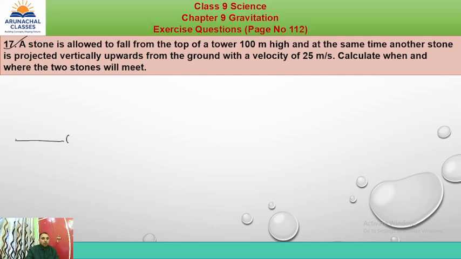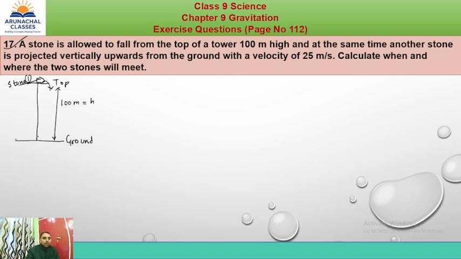Here is the ground surface and I consider a tower. This tower top is here. Now I am considering a stone. This is stone 1, which falls from the top towards the ground, and the height of the tower is given as 100 meter.